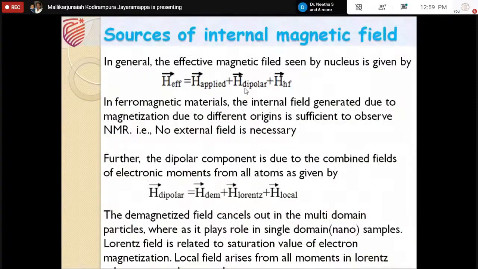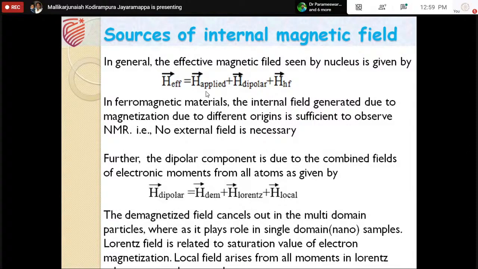Now, as we discussed earlier, the same thing we will consider here. The effective magnetic field seen by the nucleus consists of H effective equals H applied, dipolar and hyperfine field. And in ferromagnetic materials, the internal field generated due to magnetization of different origin is sufficient to observe NMR. This is basically the example we have already explained here.